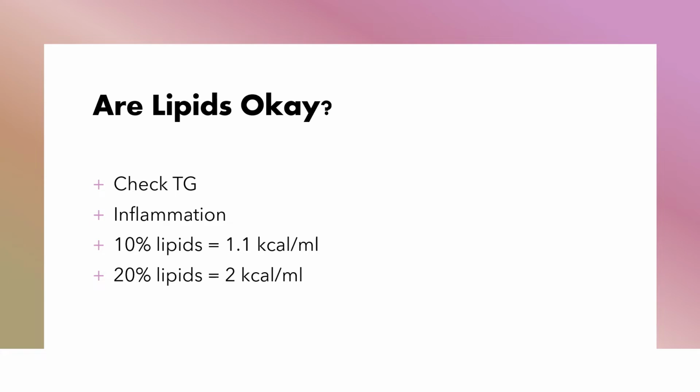If you do decide to give lipids, know that a 10% lipid solution will give 1.1 kcal per milliliter, and a 20% lipid solution gives 2 kcal per milliliter. Most dietitians, if they are giving their TPN patients lipids, will give 250 milliliters of 20% lipids per day, which will give the patient 500 calories because 250 times 2 equals 500.